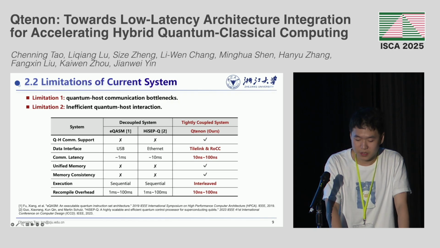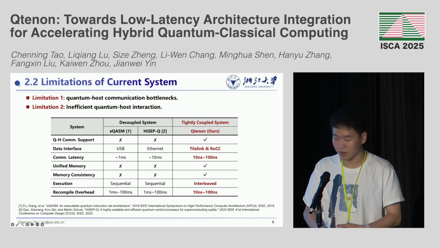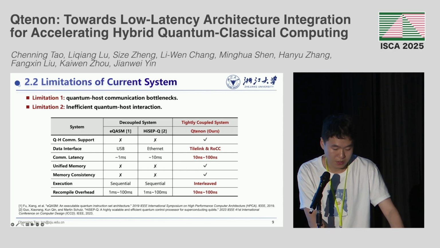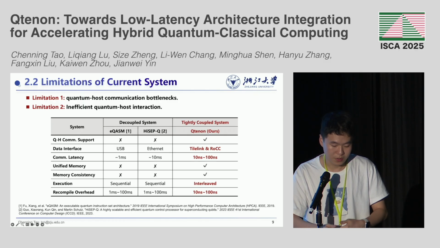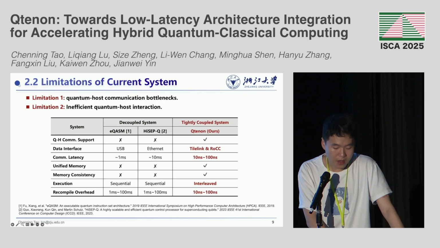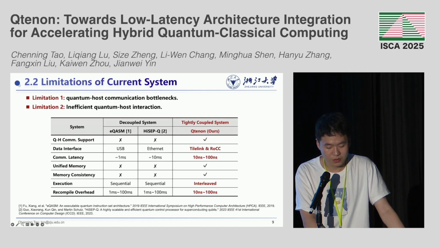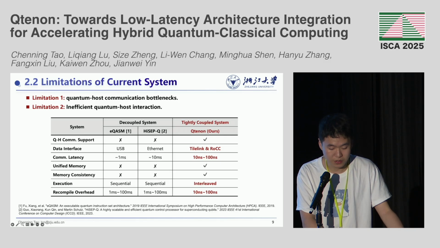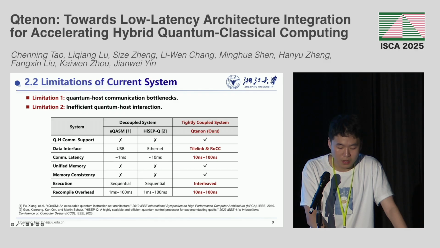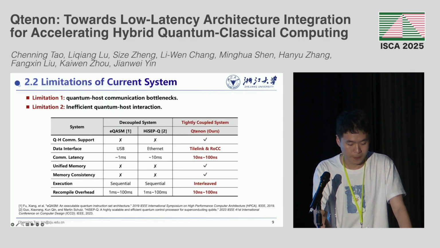The second limitation lies in inefficient communication between the quantum part and the host. Because of those separate memory architectures, the execution will be strictly sequential. And this also leads to high recompilation overhead, as the quantum program must be regenerated in every iteration, which also introduces latency in milliseconds. So this constitutes the need for a tightly coupled system.